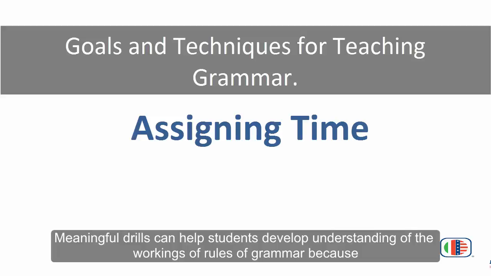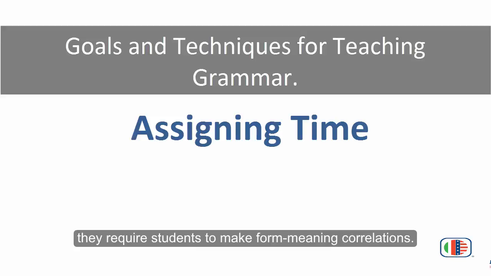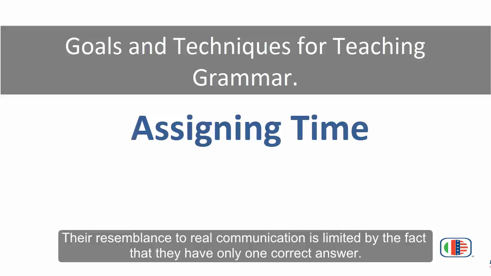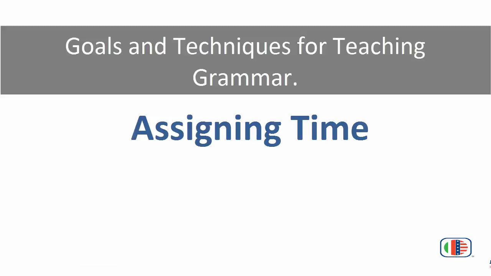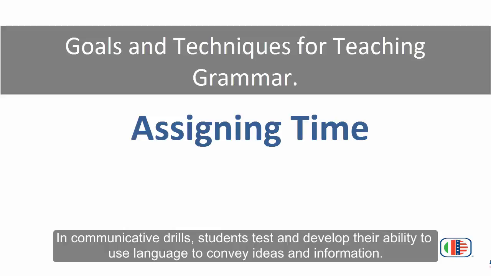Meaningful drills can help students develop understanding of the working of rules of grammar because they require students to make form-meaning correlations. The resemblance to real communication is limited by the fact that they have only one correct answer. Communicative drills require students to be aware of the relationships among form, meaning, and use. In communicative drills, students test and develop their ability to use language to convey ideas and information.